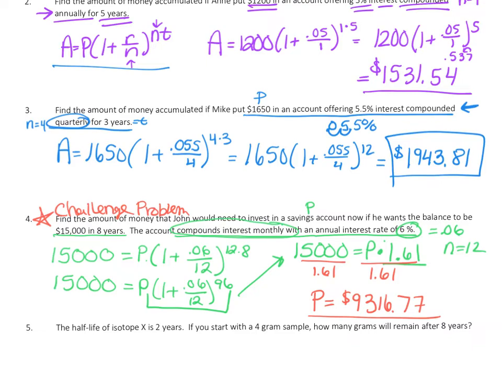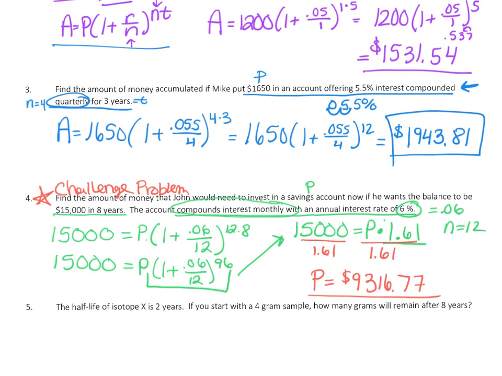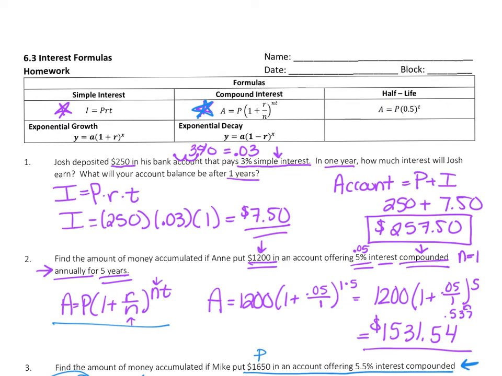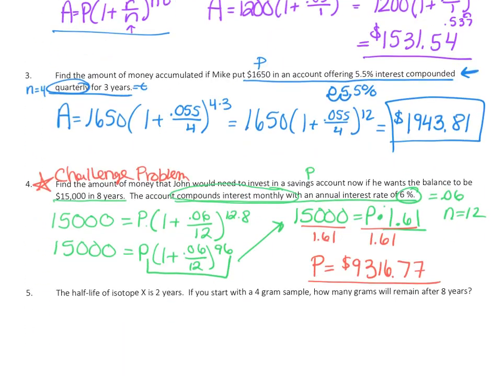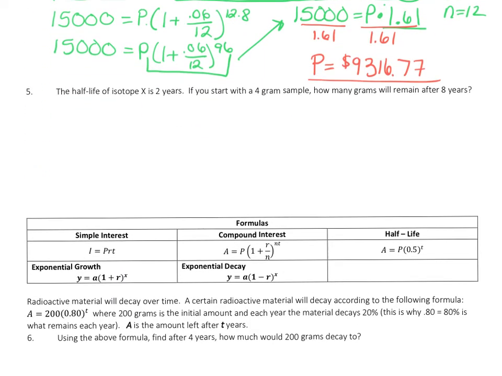All right, question 5 is a half-life problem. So if I scroll back up at the top, that means I'm going to be using this formula. So I'm going to use that formula down here. A equals P times 0.5 to the T power. Okay, so it says the half-life for the isotope X is 2 years. If you start with 4 grams, how many grams will be left after 8 years?